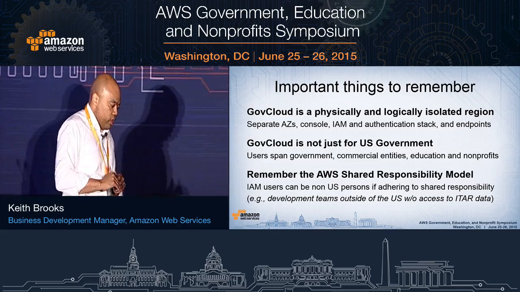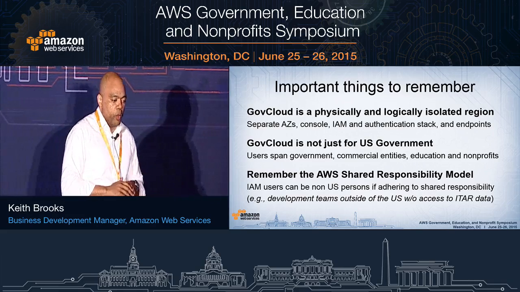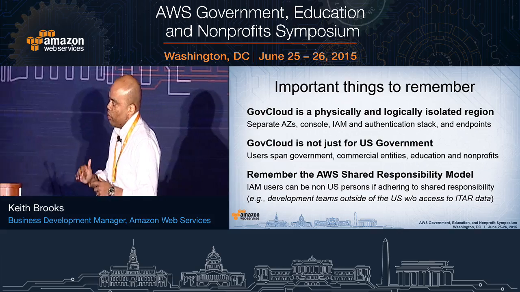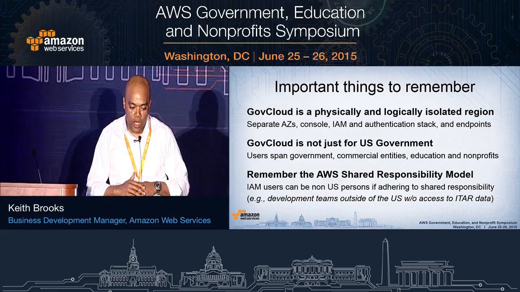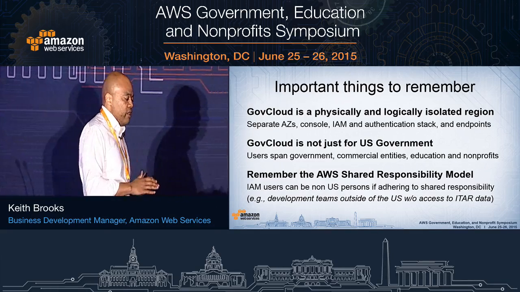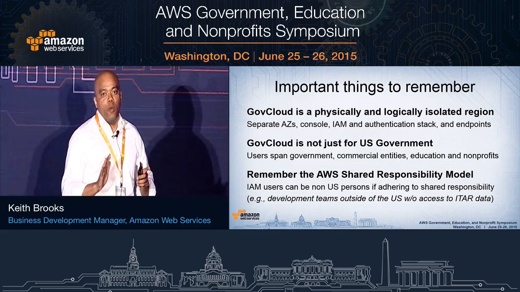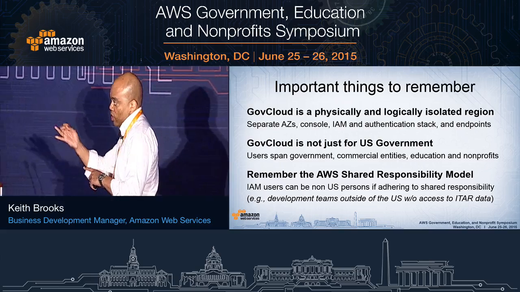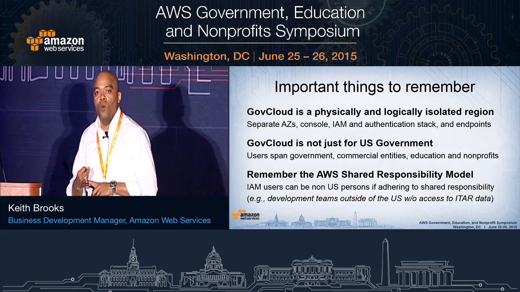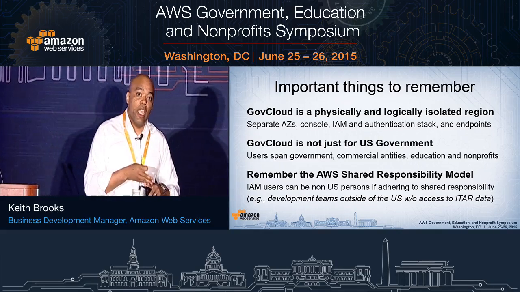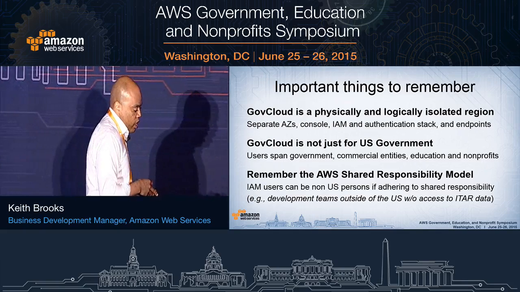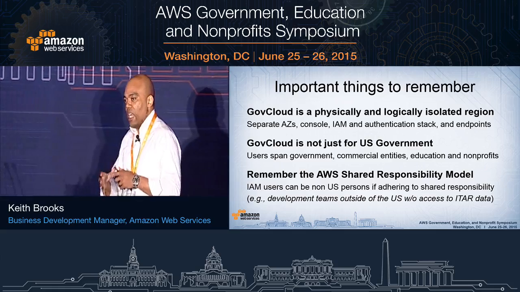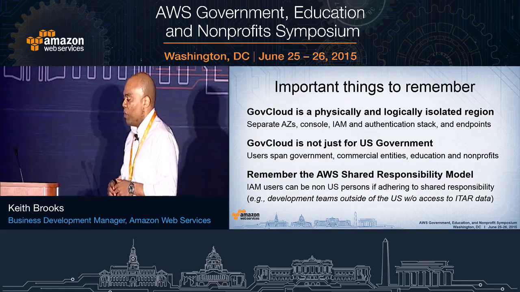So just in closing, a few important things to remember with the GovCloud region. Karen hit on a few of these topics in the previous session, but just to reiterate. GovCloud is physically and logically isolated from any of our other regions in the AWS platform. That means it has separate availability zones. As we mentioned, it has a separate management console, a completely independent IAM authentication stack, separate credentials, the whole nine yards. So it literally is an isolated region within our platform.